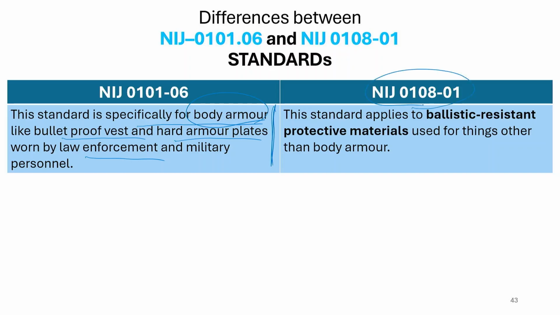The 108.01 standard is basically for ballistic resistant protective materials, that can be any material used for other things other than the body armor. These are specifically for things which are not used for body armor. So here weight consideration and the ergonomic things are not that important.